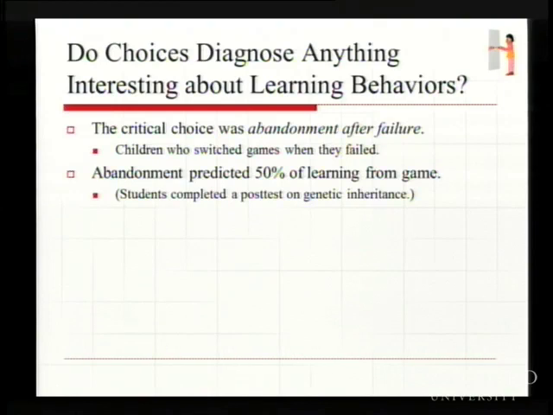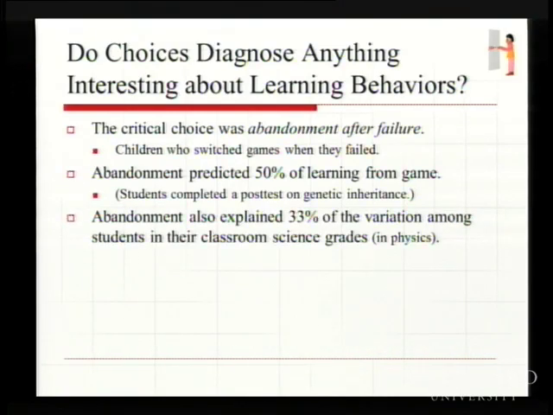It turns out abandonment predicted 50% of learning from the game. We gave students a little post-test afterwards on genetic inheritance. So that makes sense, right? If you quit, you're not going to learn it. The more interesting part is it also explained 33% of the variation in the kids' science classes. So this assessment is picking up a lot of information.